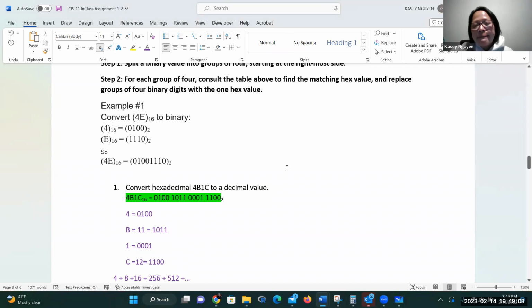Question? So you said each number is 4 bits? Yes, each hex value is 4 bits. And why is that? Because it is a base 16 number, it goes from 0 to 15. And if you look at the equivalents for the 4 bits, it's going to fill up the 0 to 15. If you convert it, when it hits 16, it goes to the 5th bit.